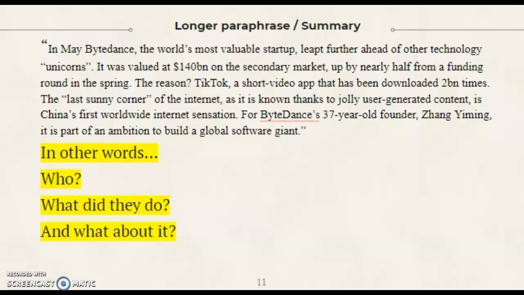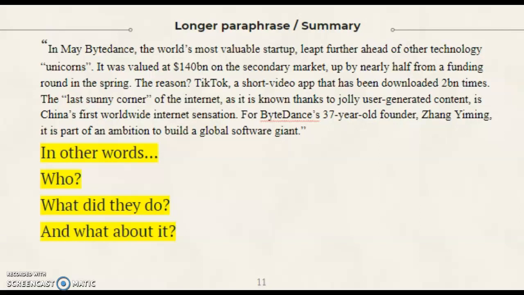In May, ByteDance, the world's most valuable startup, leapt further ahead of other technology unicorns. It was valued at $140 billion on the secondary market, up by nearly half from a funding round in the spring. The reason? TikTok, a short video app that has been downloaded 2 billion times. The last sunny corner of the internet, as it is known thanks to jolly user-generated content, is China's first worldwide internet sensation. For ByteDance's 37-year-old founder, Zhang Yiming, it is part of an ambition to build a global software giant.